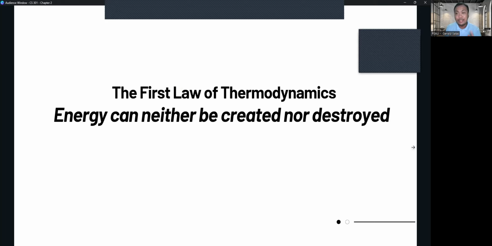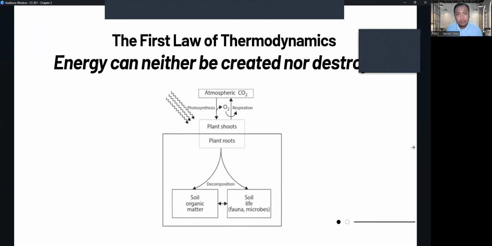So dito sa mundo, sa Earth, we have the solar energy that is transformed into biochemical energy through the process of photosynthesis and subsequently into heat energy through the process of respiration. So generally, that is the carbon cycle, carbon oxygen cycle. So dito, this is what is happening.